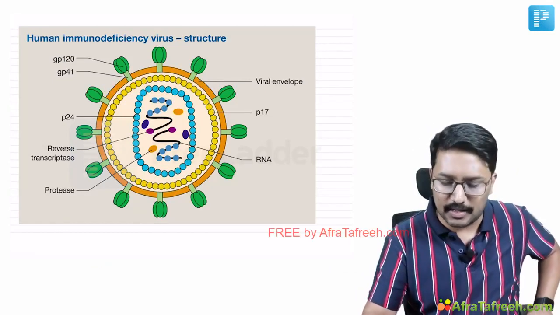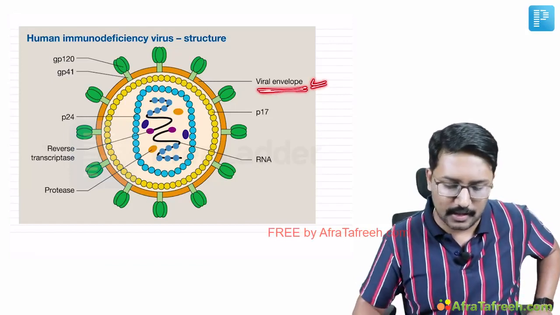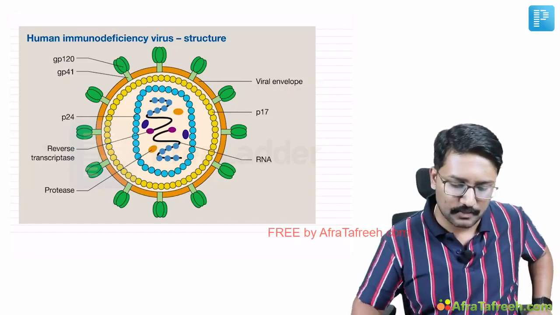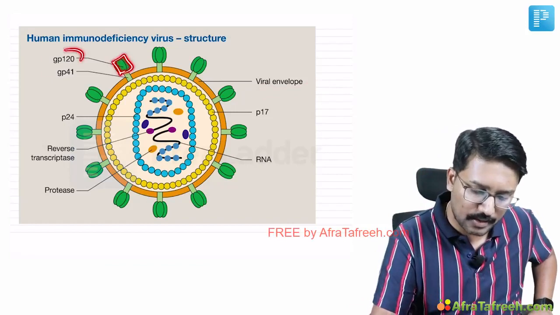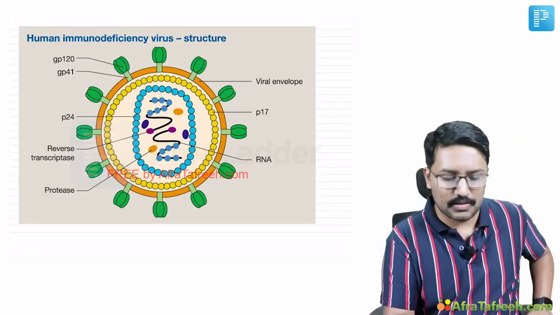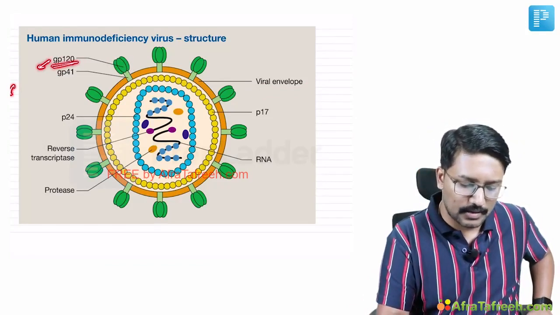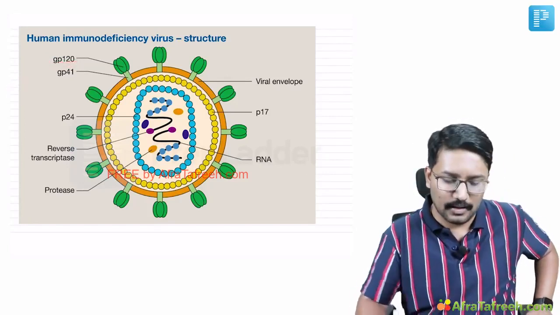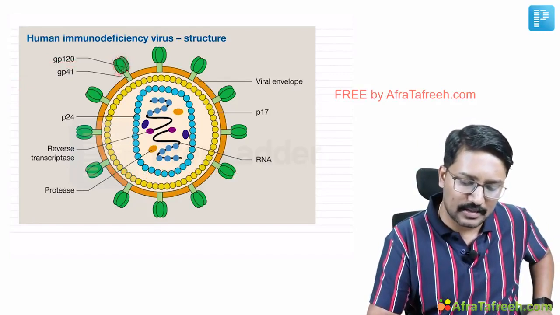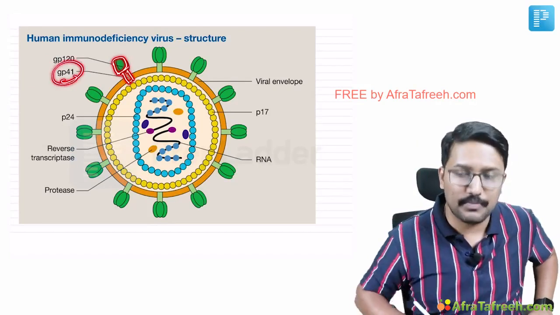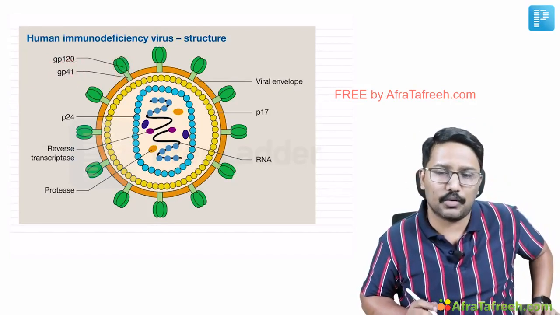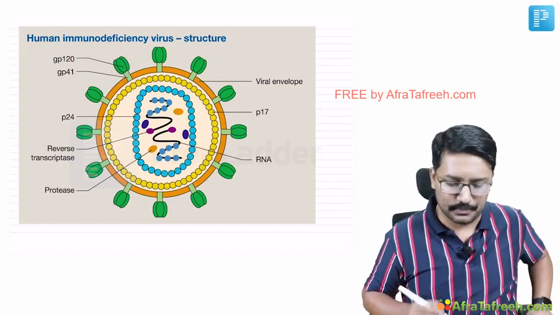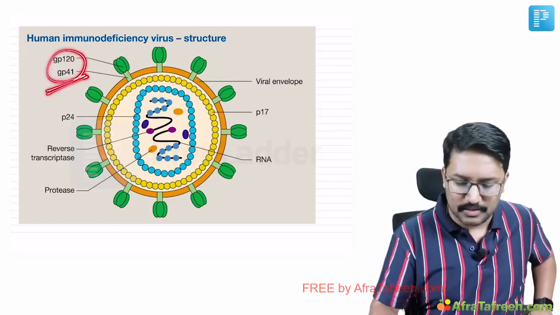On this lipid viral envelope, we have two important proteins. One is GP120. Why is this important? Because this is the one which is going to bind to our CD4 receptors. And this GP120 is anchored on another protein called GP41. So these are the two important proteins we should know.